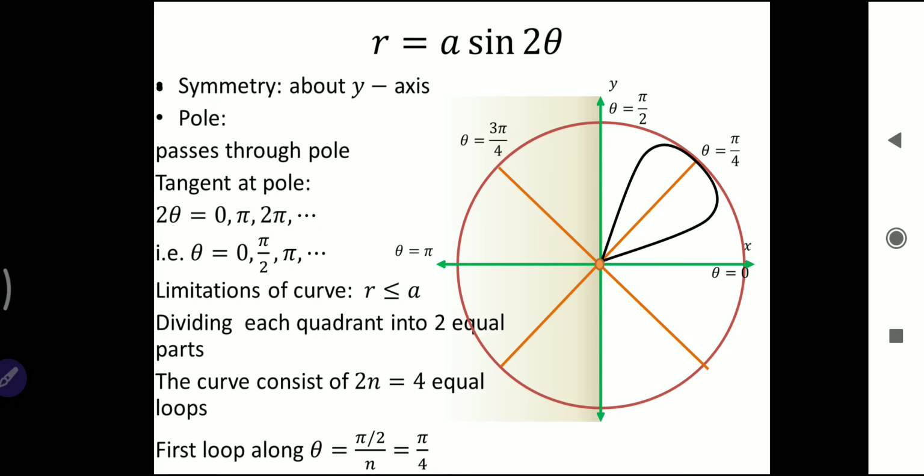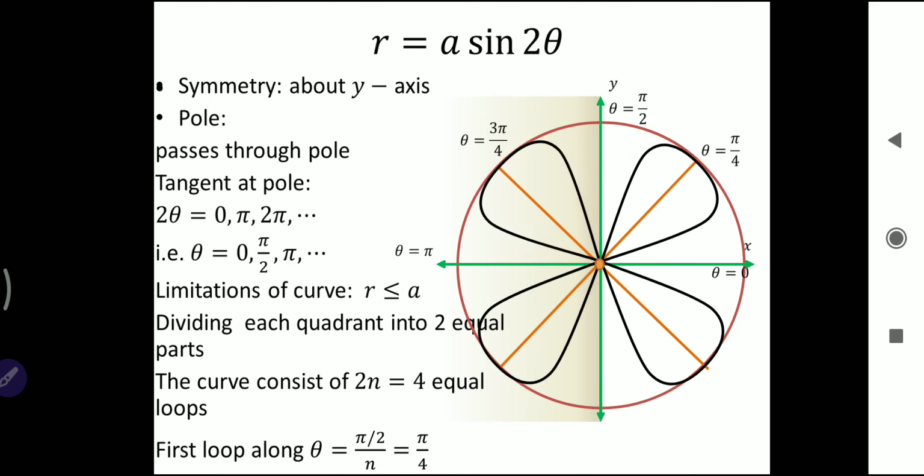So this will be the first loop. And what is the length of the loop? This is r is equal to a. This is the length of that loop. And in every sector we are going to have a loop. So we are going to get these 4 loops there. This is called a rose curve.